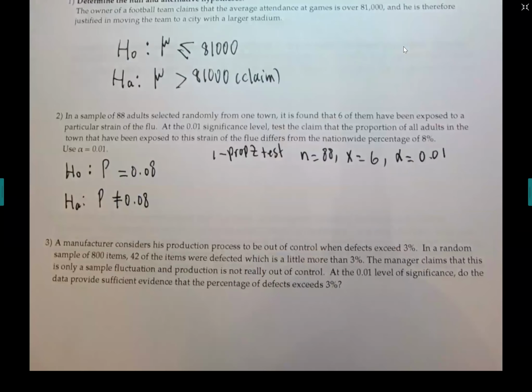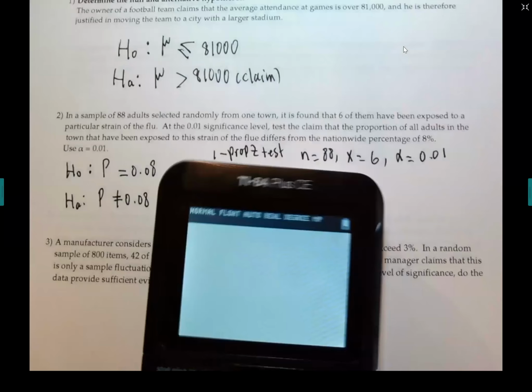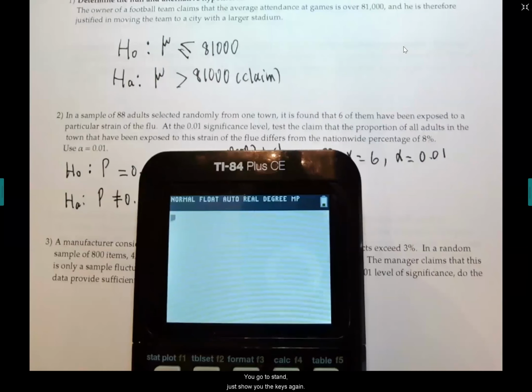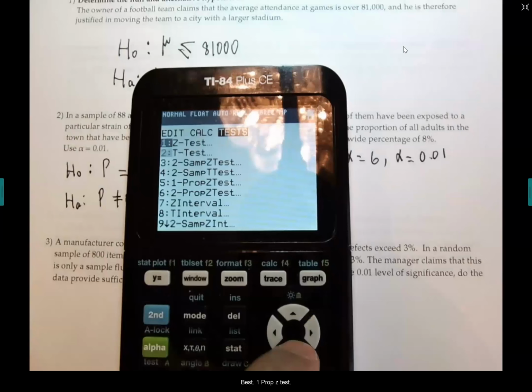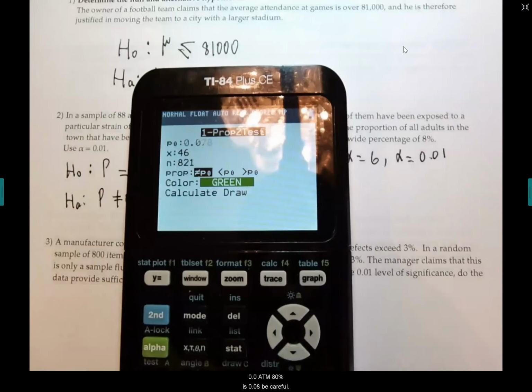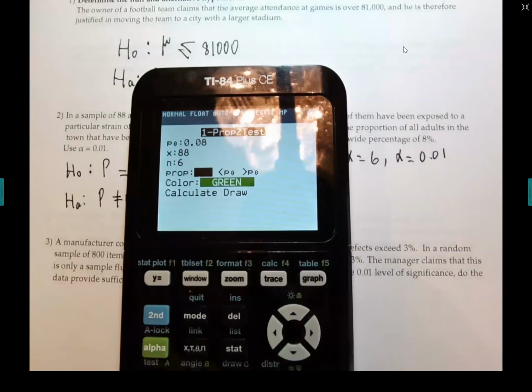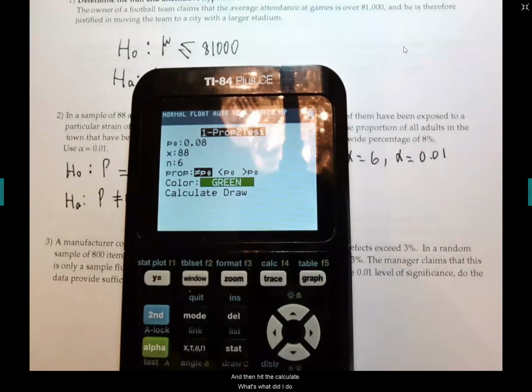Technology now. So that's section 7.4, guys. You go to stat. Let me just show you the keys again. Stat, tests, one prop Z test, 0.80 here, 80% is 0.80, be careful. Then 88, then 6, then different from, and then hit calculate.